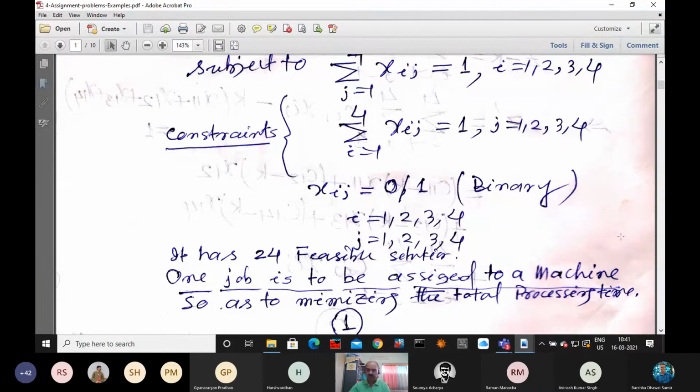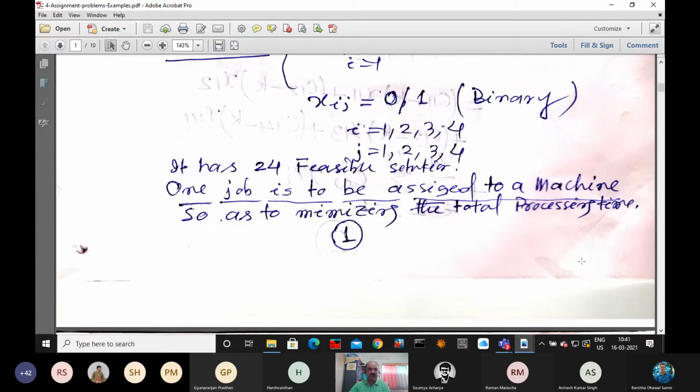There is some result. So what is the result? We are supposed to assign one job to one machine. And what is the purpose? The purpose is to minimize the total processing time or total processing cost.